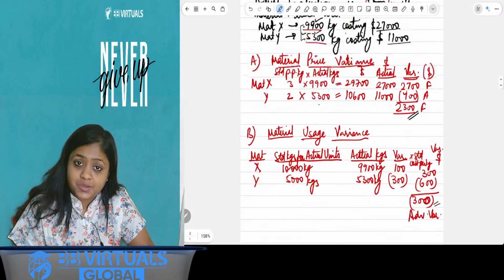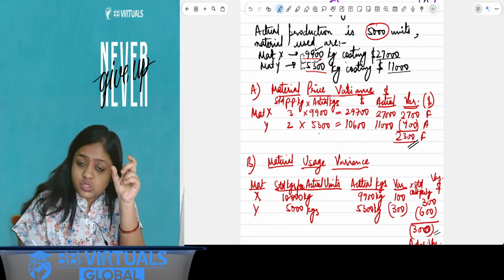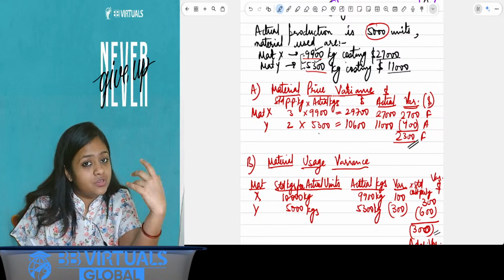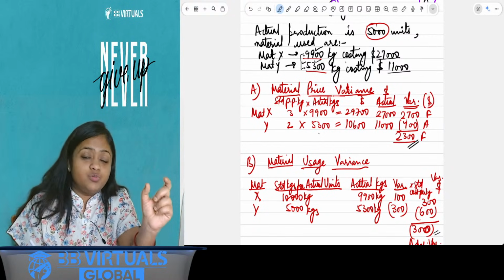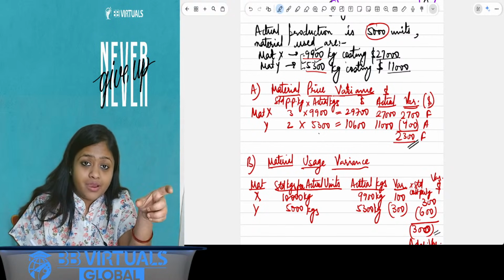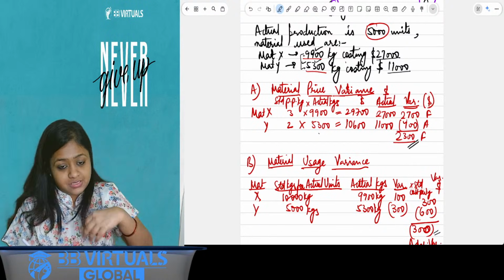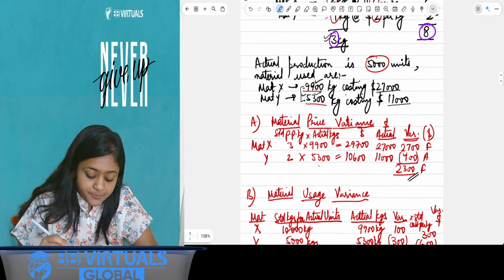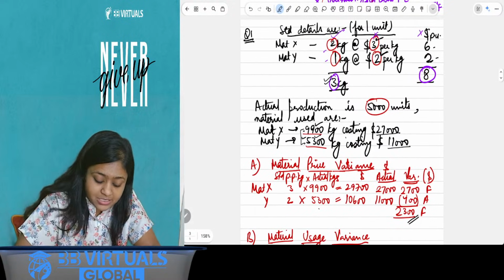Let's see usage variance. Again, the focus is on usage, not the price. So cost we will keep the same as standard, but now the material that has gone in, that we will compare. First, what is the material required to make the actual units, and then compare it with the actual kgs. Okay, so for material X, 2 kgs are required to make 1 unit, correct?